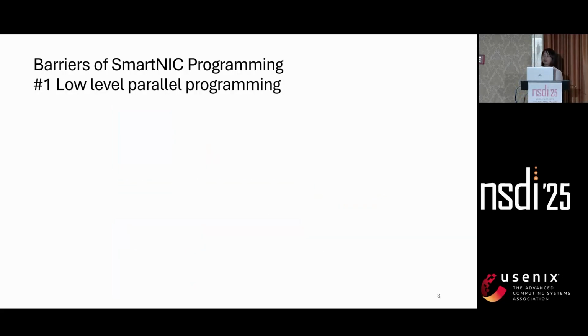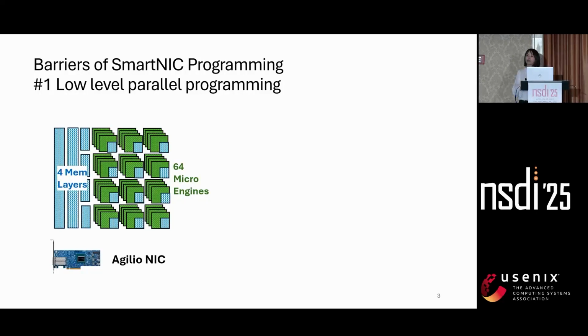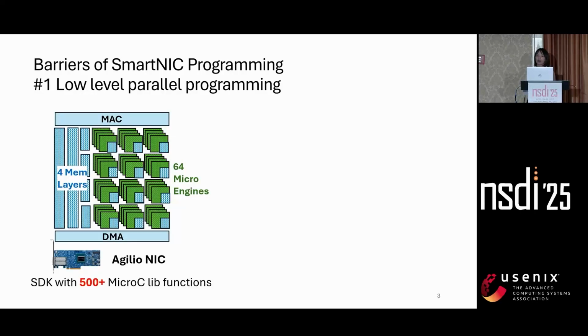The first barrier is low-level parallel programming. Take the Agilio SmartNICs as an example. You can see these NICs come with 64 micro engines, 4 different memory layers, and some fixed-function hardware modules. To program these SmartNICs, the vendor provides an SDK with more than 500 different low-level libc functions.